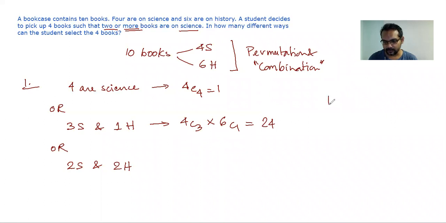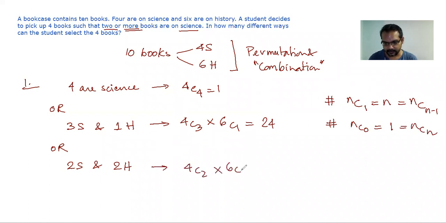Shortcut trick, remember NC1 is N, which is also NC(N minus 1). Another one is NC0 is the same as 1, which is also NCN. Anyways, now coming back, here we would be doing 4C2 and 6C2. So that's 6 times 15, so that's 90.